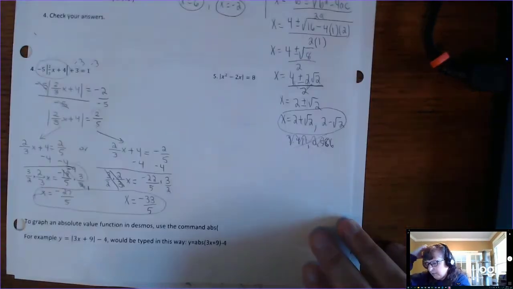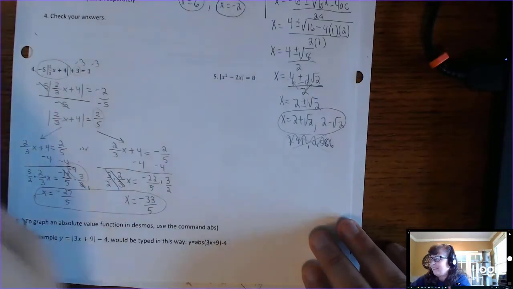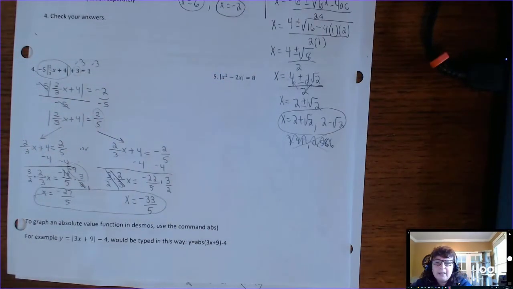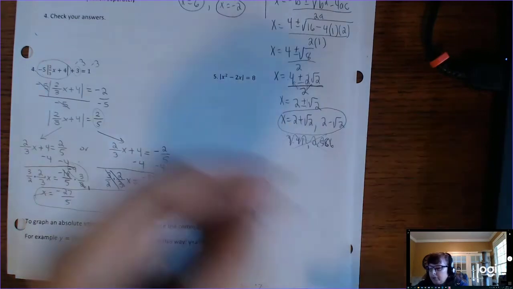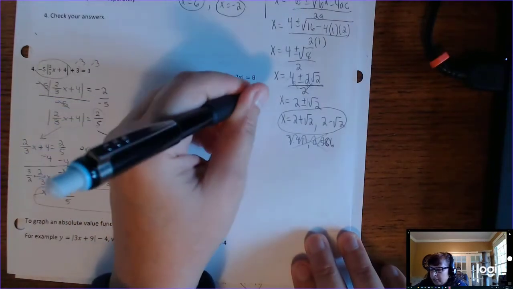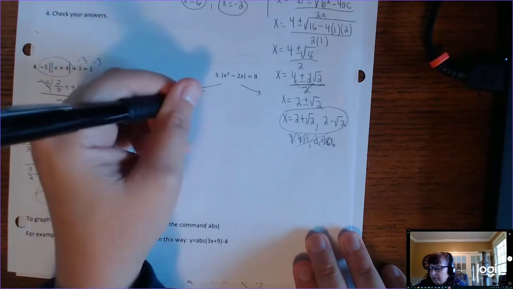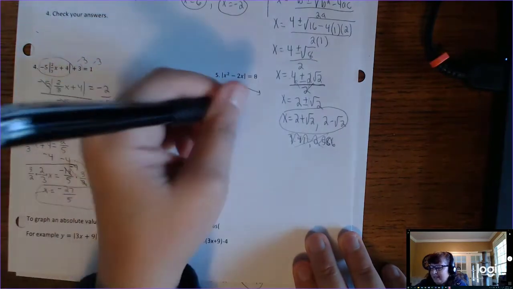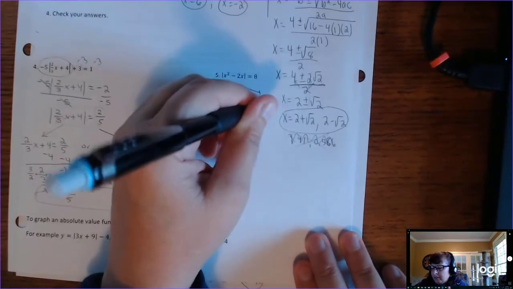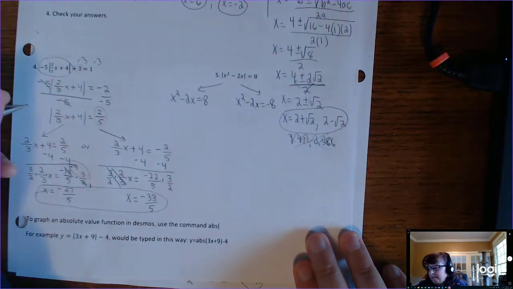Alright, here we go with another one. It's a quadratic, but don't let that bother you yet. It's an absolute value. So how do you solve an absolute value? Well, step 1, you have to isolate the absolute value, and it's already isolated. And then step 2, you need to write two equations. I say positive and negative condition. So x squared minus 2x equals 8. X squared minus 2x equals negative 8.